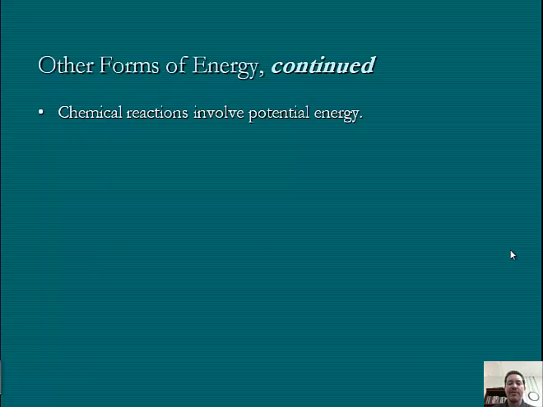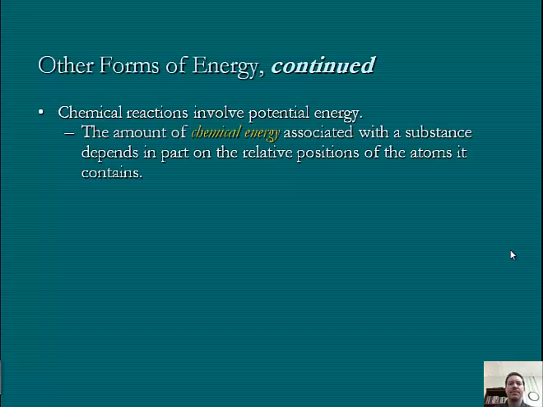Chemical reactions can involve potential energy. The amount of chemical energy associated with a substance depends in part on the relative positions of atoms it contains, and how the electrons are arranged around the atoms as well will determine what this potential or chemical energy is.